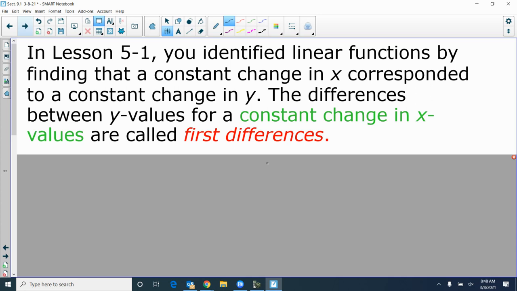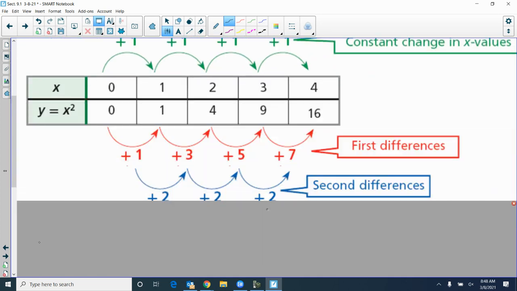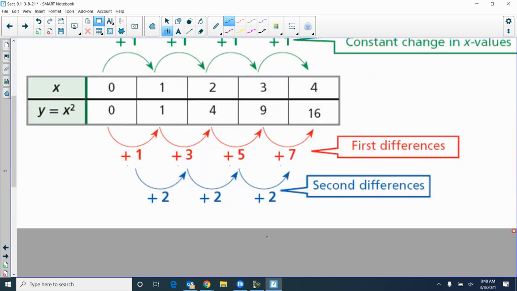We're going to go over different ways to identify functions. If you're given the graph, it's a little bit easier, but you're not always going to be given it. One of the things they talk about here is a constant change in x. In linear, a constant change in x gives you a constant change in y. We did the differences, those are the first differences. For a quadratic, here is our y equals x squared. When we plug in 0, you get back 0. 1 squared is 1, 2 squared is 4, 3 squared is 9, 4 squared is 16. Do you see where that table is on your sheet?